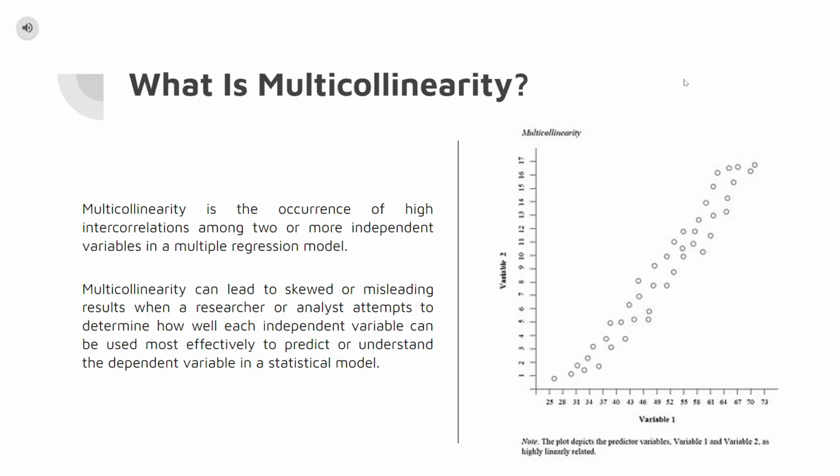Multicollinearity is a phenomenon in which two or more predictor variables in a regression model are highly correlated with each other. In other words, multicollinearity occurs when there is a strong linear relationship between two or more independent variables in a regression model. Now, this can cause problems in the regression model such as inflated standard errors, unstable coefficients, and difficulty in interpreting the individual effects of each predictor.